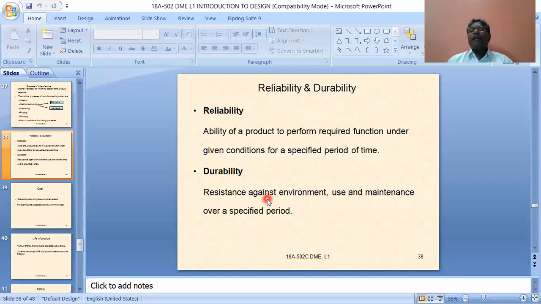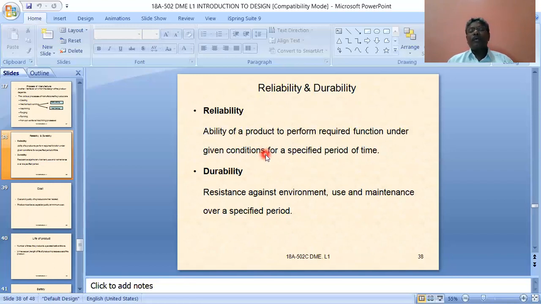Some people may maintain it in a different way. In such a case, the durability may be less, whereas some people may use it carefully. In such cases, the durability may be more. So that's why durability depends on environment, use, and maintenance, whereas reliability depends on required function and specified period. These are reliability and durability.